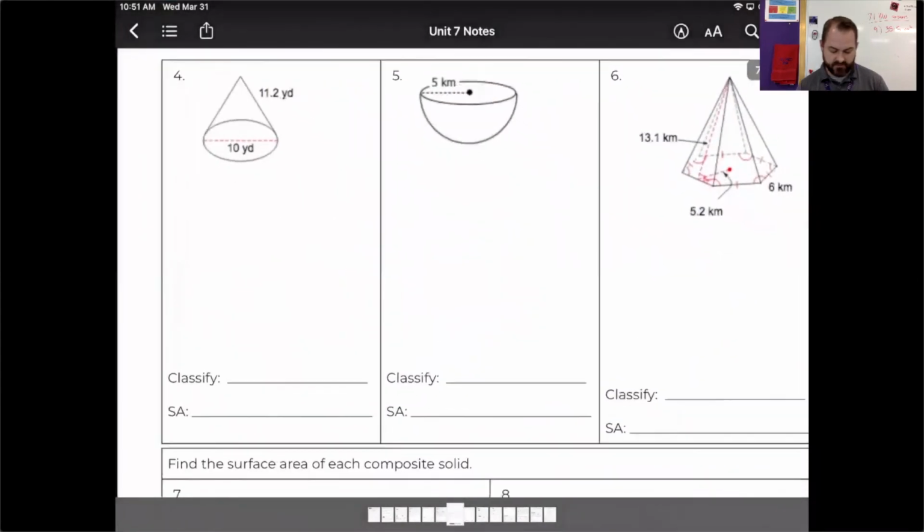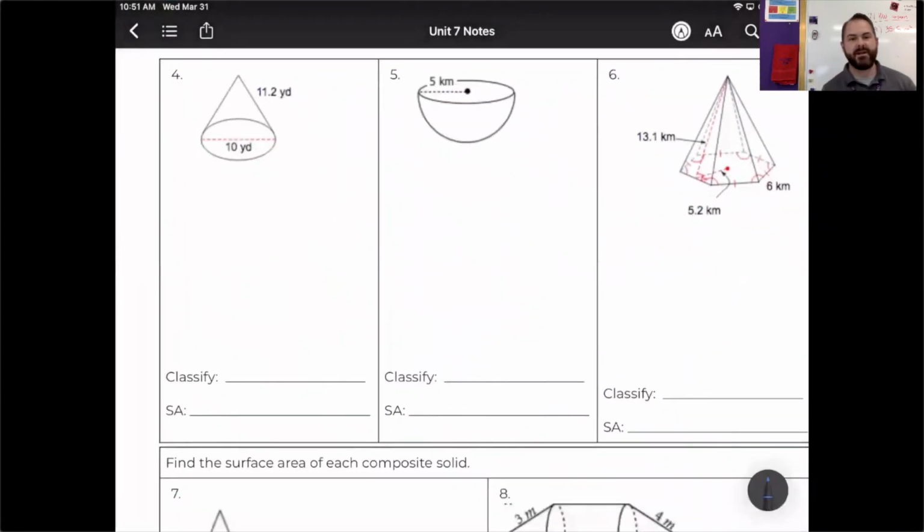Okay, number 4 is a cone. I'm actually going to have you pause the video here and do this one yourself. I've already classified it. It's a cone, but I want you to do this. It's very much like the last one we did. It's just upside down. Now, pay attention to this fact.